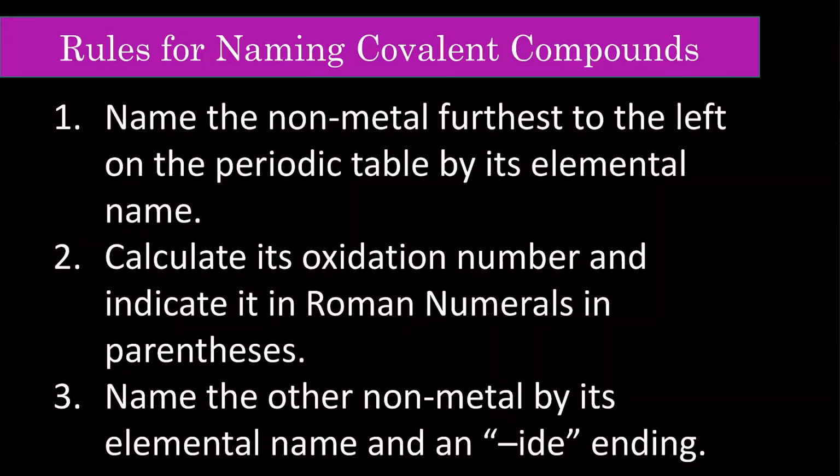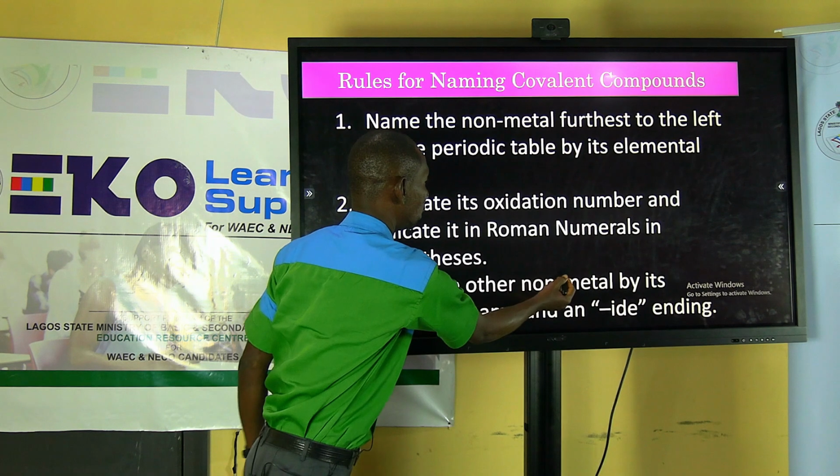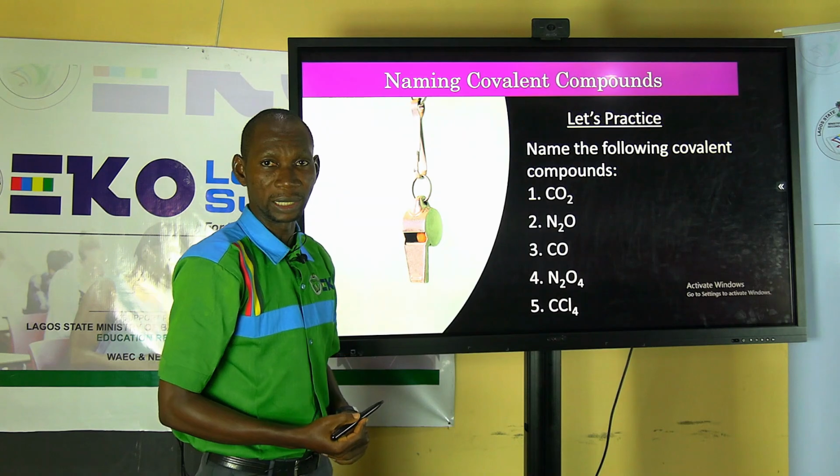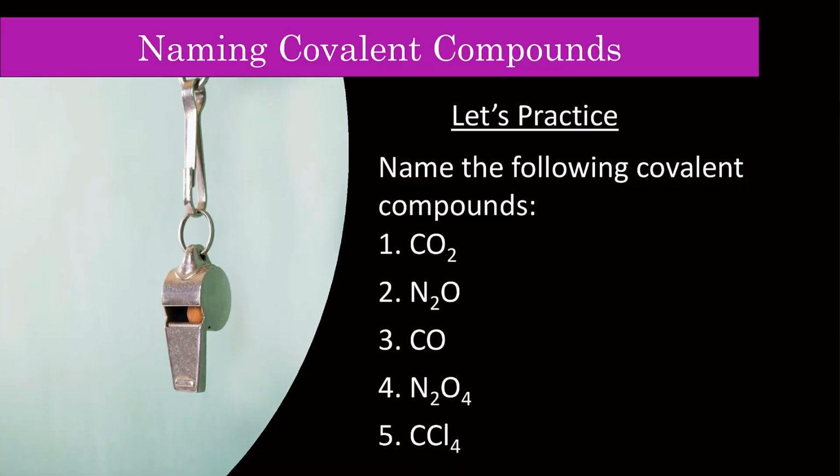Rule 3, name the other non-metal by its elemental name, but this time you are going to have to modify its name by adding the suffix -ide. Let's put that into practice. Name the following covalent compounds. The first one is CO2.